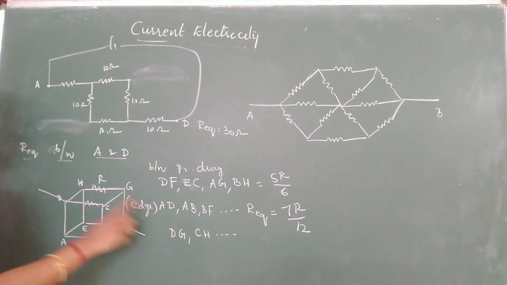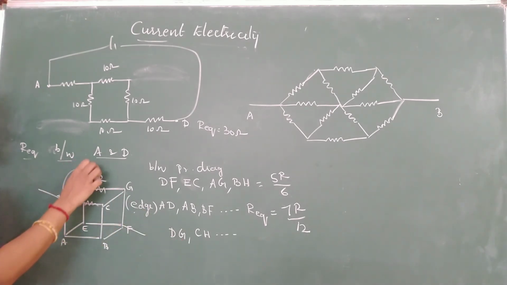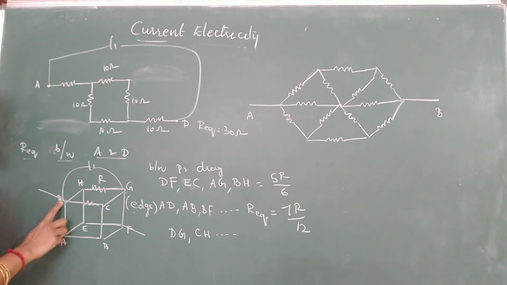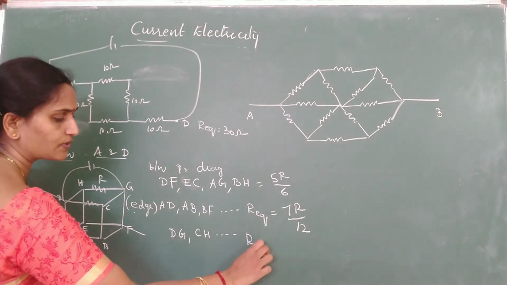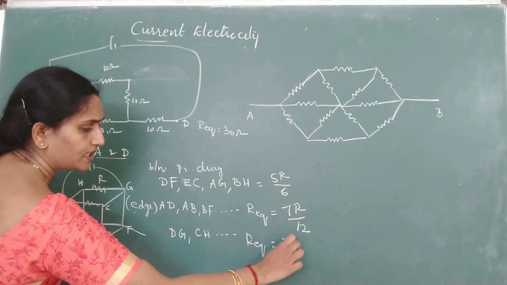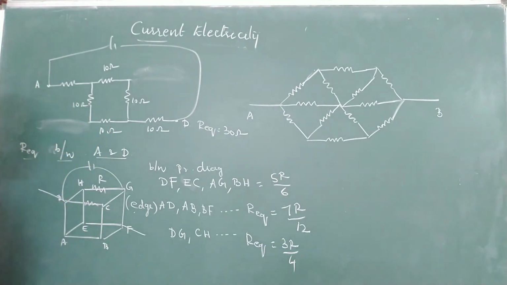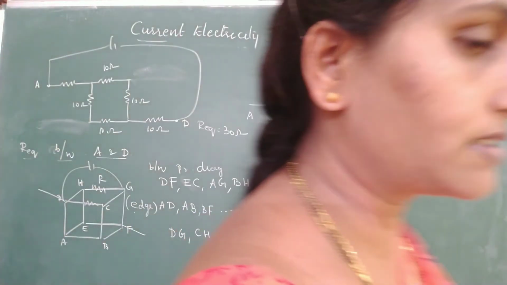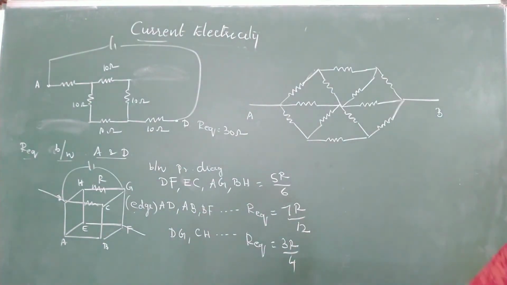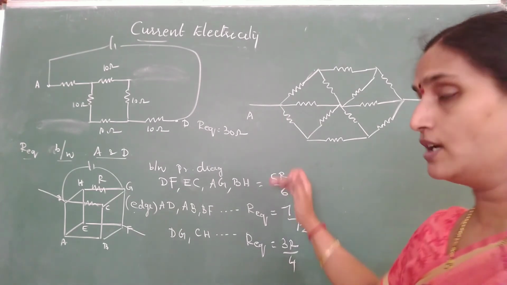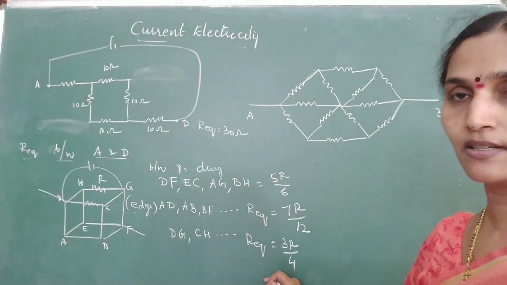And if it is between D and G, between the ends of a face diagonal, for any face diagonal, what will the equivalent resistance of a cubical network be? 3R divided by 4. For cubical networks, you can remember this. If each edge has a resistance capital R, there are three different possible ways you may get a question.